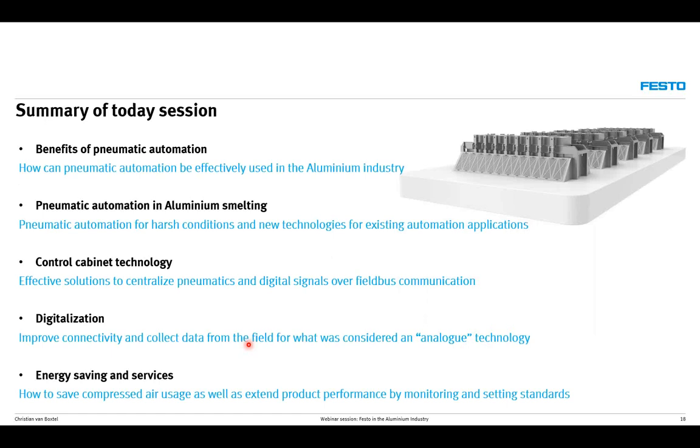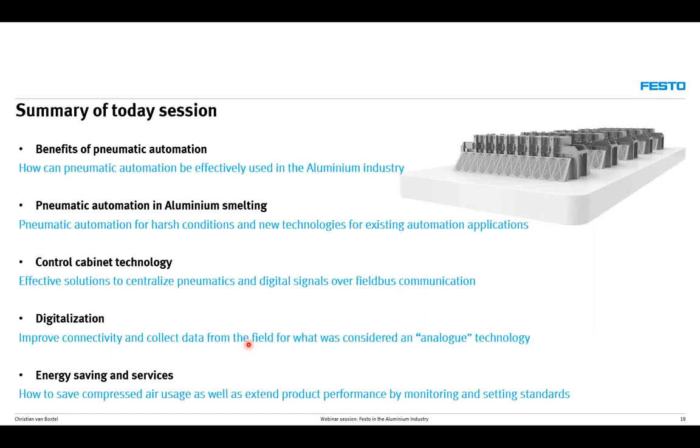At the same time, it collects more digital signals, communicates over a field bus, and already makes a step toward the digitalization topic. And then, of course, digitalization improves the connectivity and collects data from the field. More data than what we've been using before.